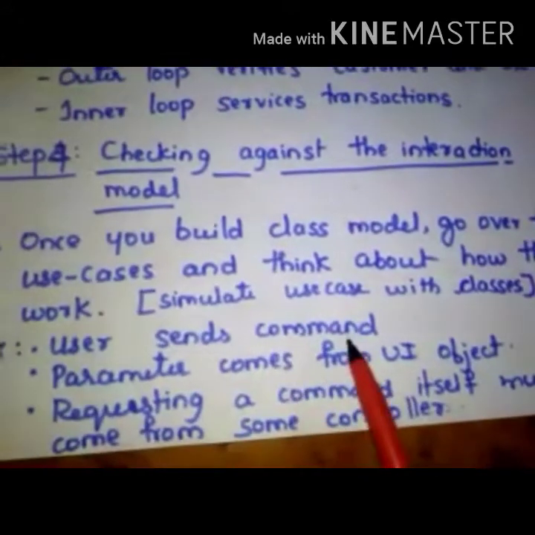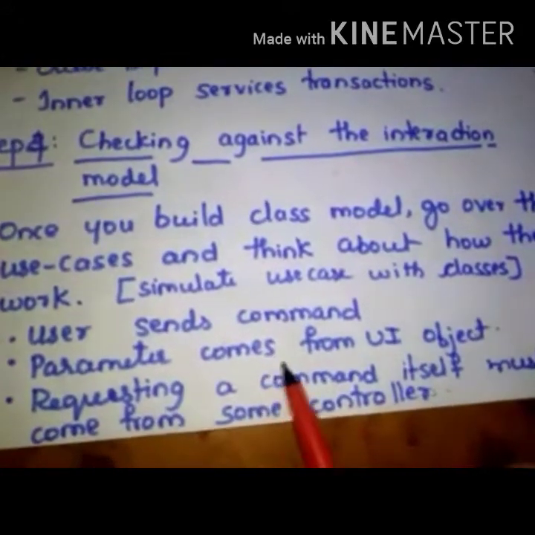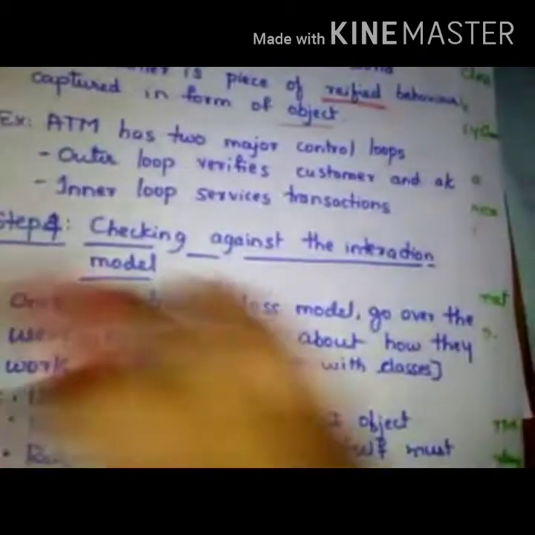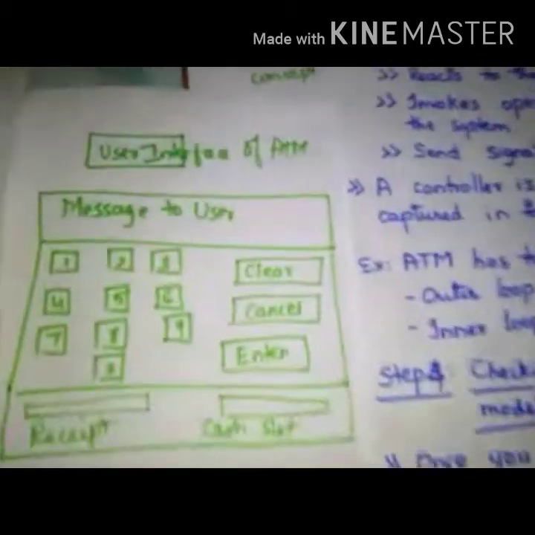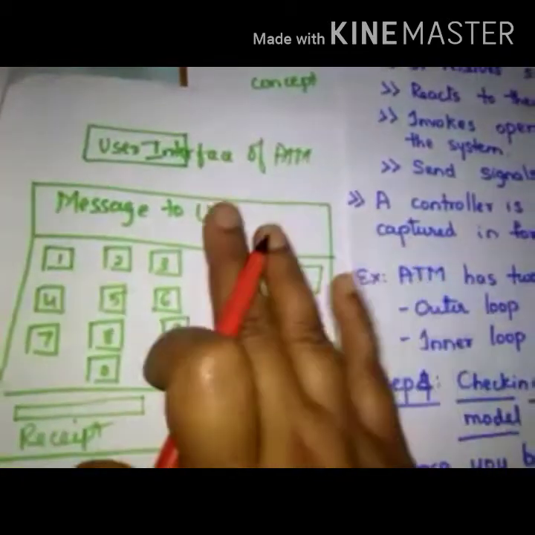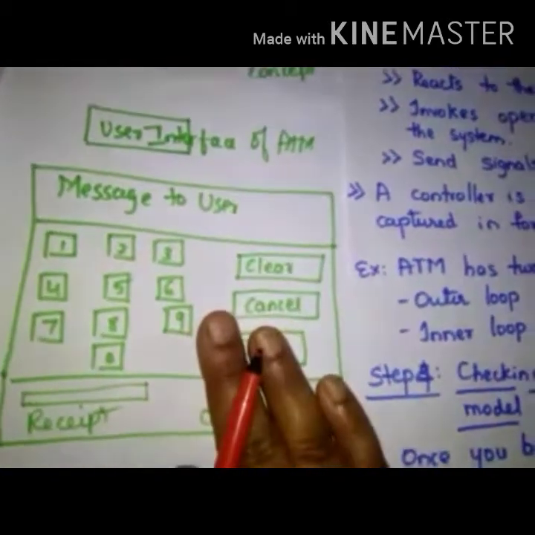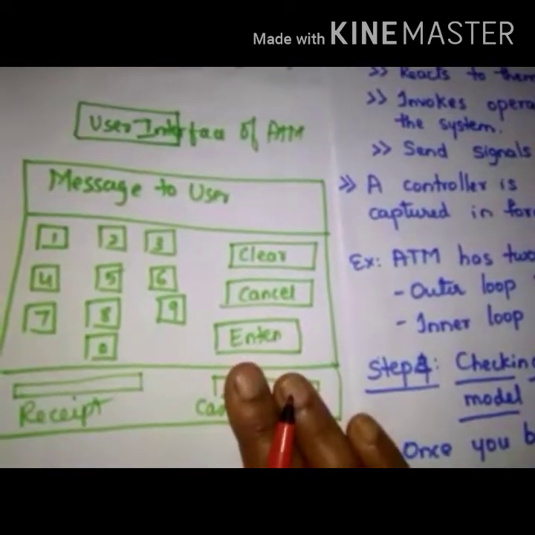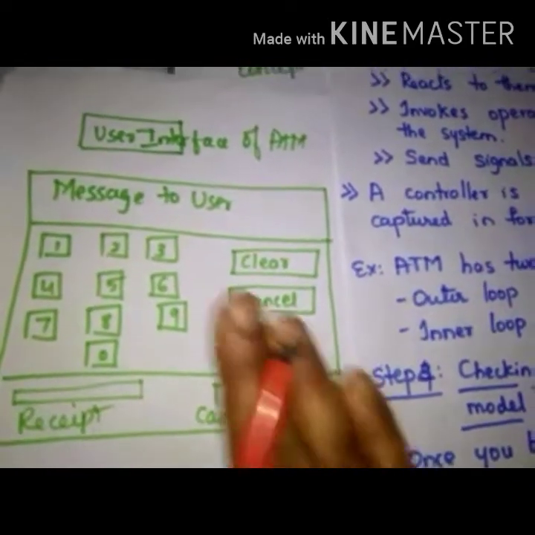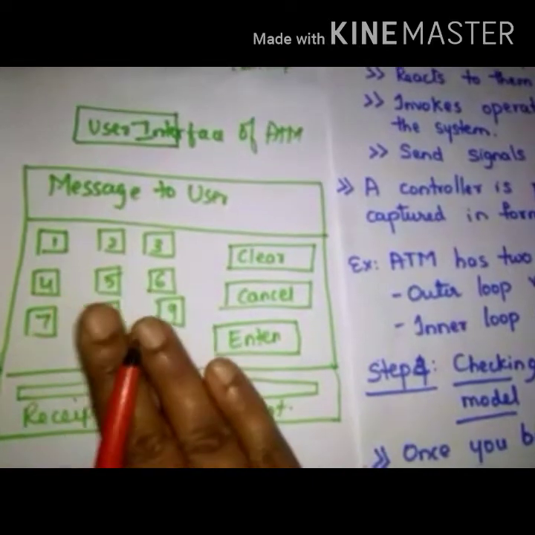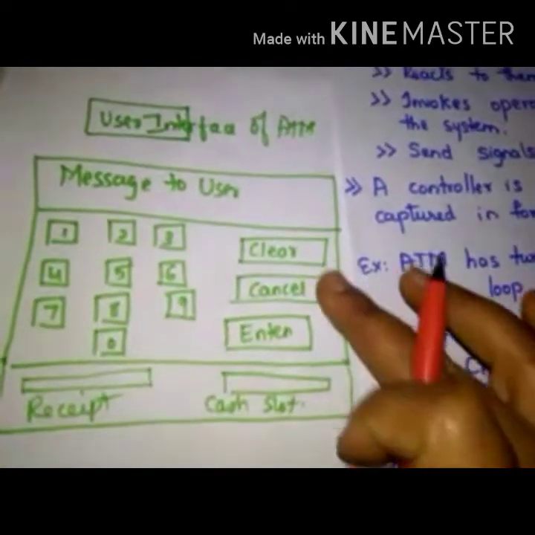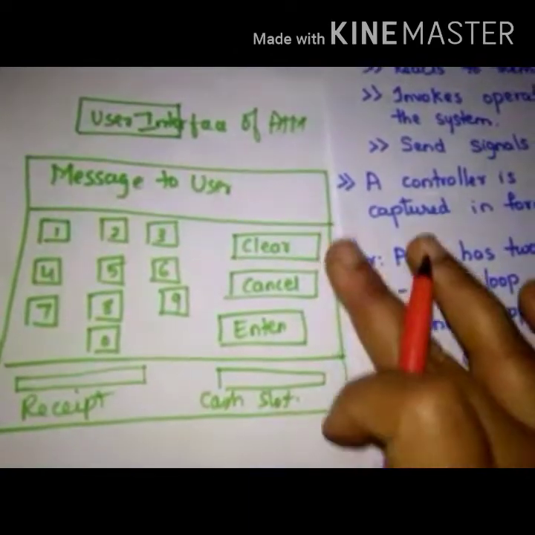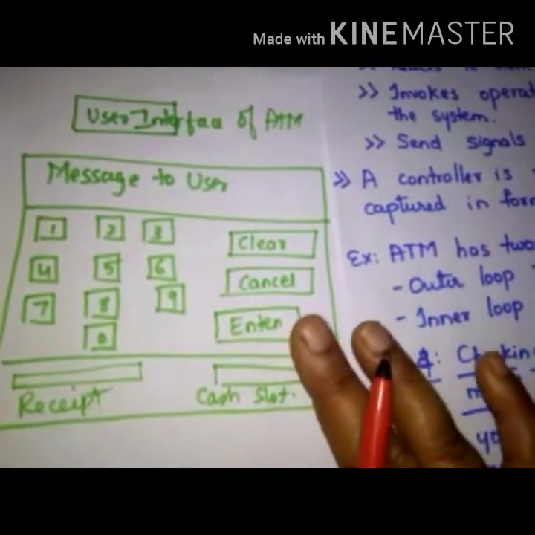For example, the user sends the command, and the parameter comes from the UI object, because the user interface of your ATM machine provides you a way to interact with the machine. Through the ATM card slot, you can insert the card. With the help of these buttons, you can enter your PIN, and with these buttons you can do particular operations, whether to clear, cancel, or to continue, right?